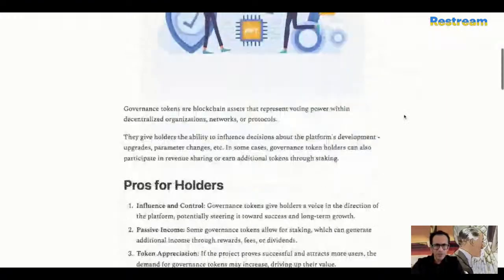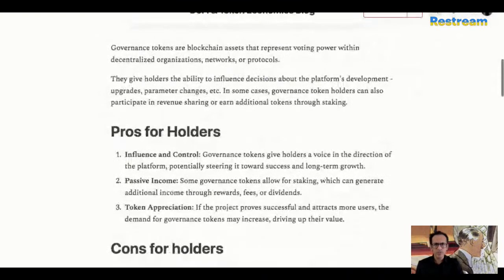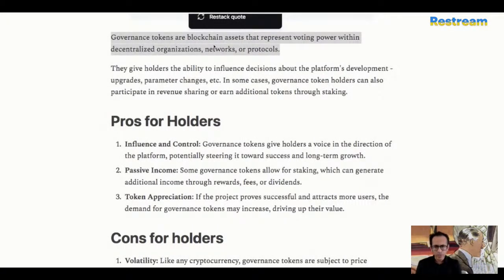So let's first start off with a very simple introduction to what governance tokens really are. So this is from my blog. You can check it out there also. So when we talk about governance tokens, we are talking about those kind of blockchain tokens that represent voting power within a DAO or a network or a protocol, right? So in some ways, you can consider this to be similar to equity shares.